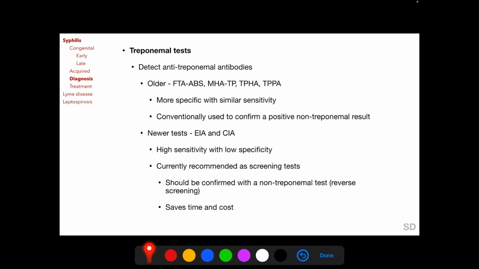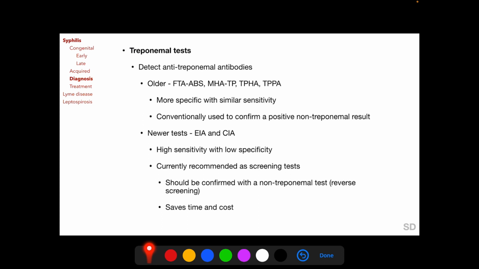The treponemal tests detect anti-treponemal antibodies, and the older treponemal tests include FTA-ABS, the fluorescent treponemal antibody absorption test, MHA-TP or microhemagglutination assay, TPHA, the Treponema pallidum hemagglutination assay, and TPPA, the Treponema pallidum particle agglutination assay. They are more specific, with similar sensitivity as compared to non-treponemal tests, and they are conventionally used to confirm a positive result on a non-treponemal test.